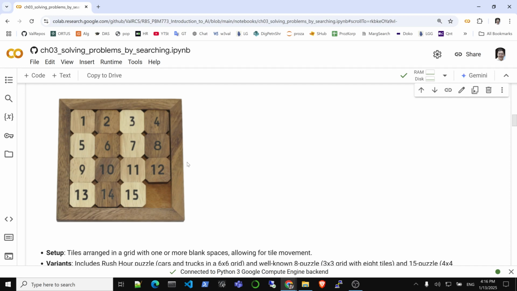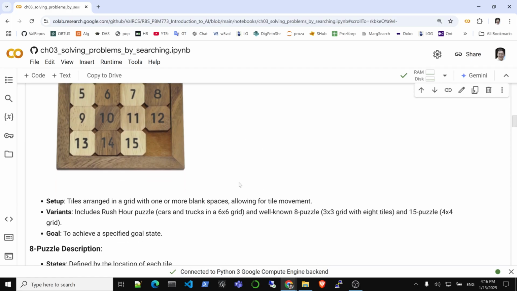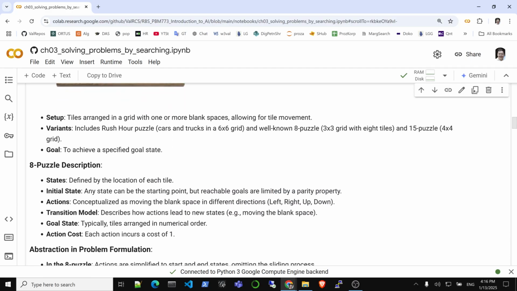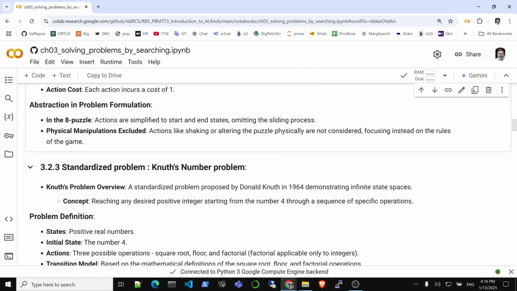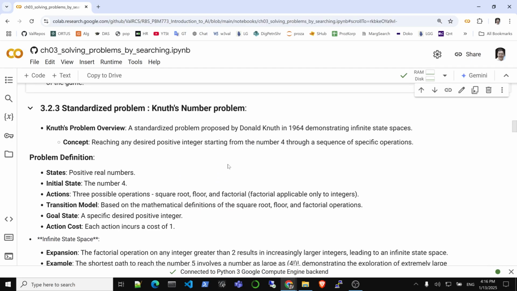It can be solved with a similar approach to your car example, Romania or Latvia. You have a goal, you have some starting position, and you have moves. So there are variations. The 8 puzzle is one, and this other interesting problem is called the Knuth number problem. Donald Knuth is, of course, a famous computer scientist, one of the last living legends, and one of the things he demonstrated was infinite state spaces.